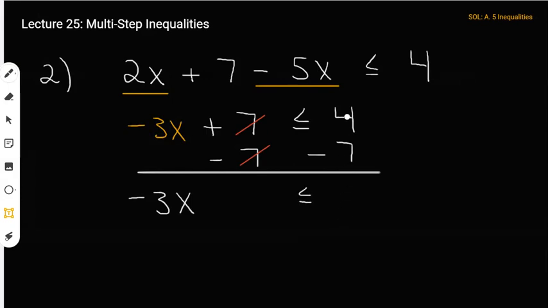On the other side, I have 4 minus 7. You've got a smaller number minus a bigger number, so that's going to give you a -3. Now the only thing I have left to do is get rid of this -3 that's in front of the x. Since we're multiplying them together, I'm going to do the opposite. We're going to divide both sides by the -3.